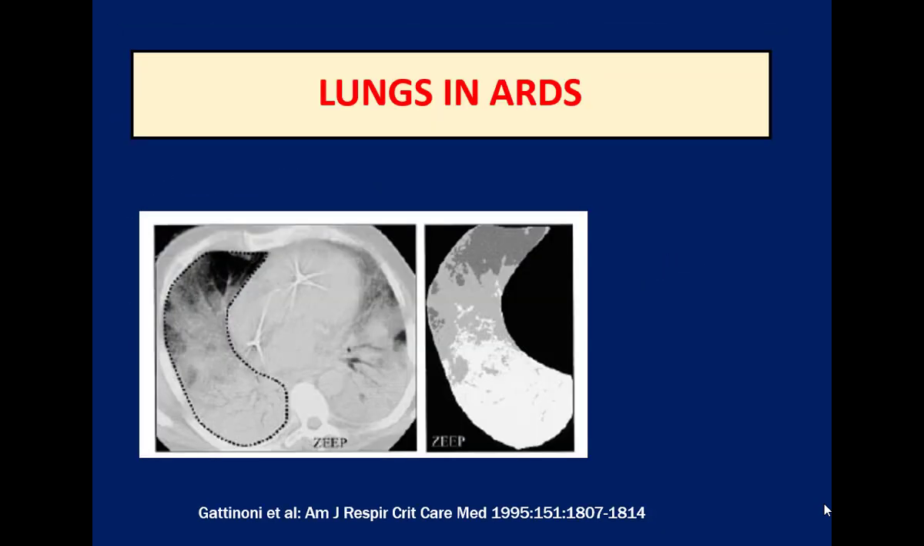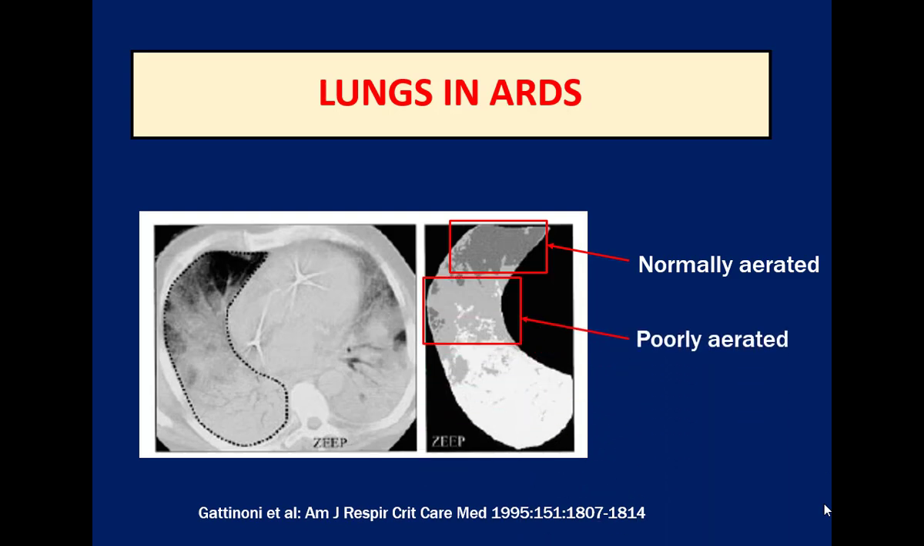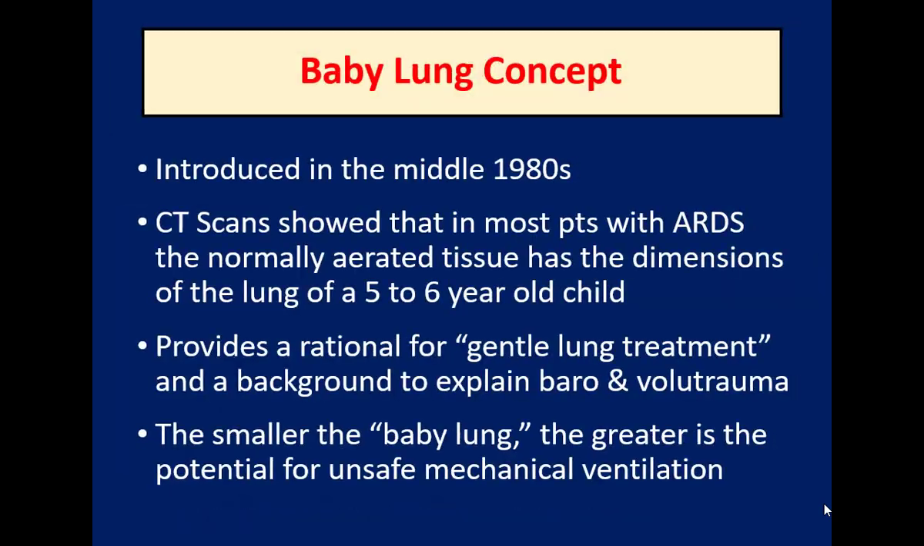So as you all know, this is the type of lung which we saw in ARDS. What happens? There is a small area of normally aerated lung, then there is an area of poorly aerated lung, and then there is an area which is almost non-aerated, having a dense consolidation. So this type of picture you find typically in ARDS.